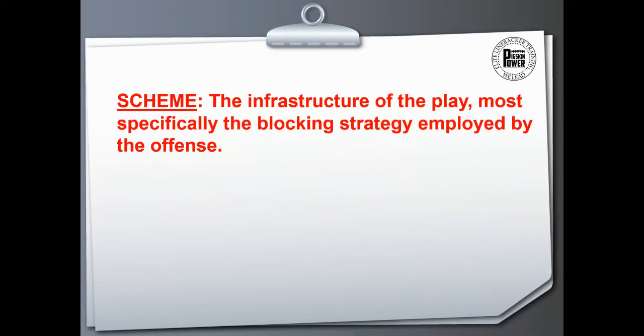Okay, the scheme, the last part, action ball scheme. Scheme is the infrastructure. So if action is the architecture, then scheme is the infrastructure. And infrastructure is what supports the architecture of a building, correct? So you have a beautiful architecture, but without the infrastructure, without the beams, without the rivets, without the nails, without the foundation, the concrete, it would fall down. The same is true in a football play. The action of the play is supported by the infrastructure, which most specifically is the blocking strategy employed by the offense. It is the blocking that supports the architecture.